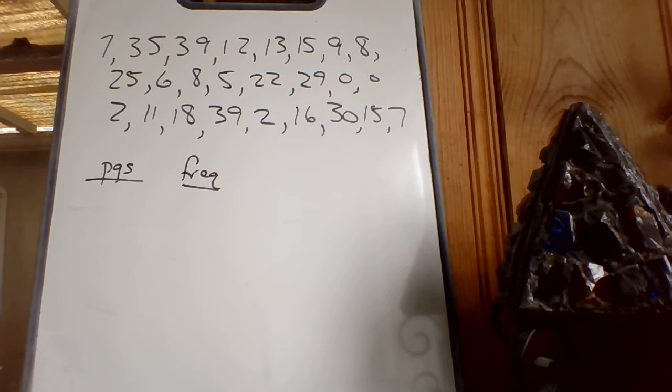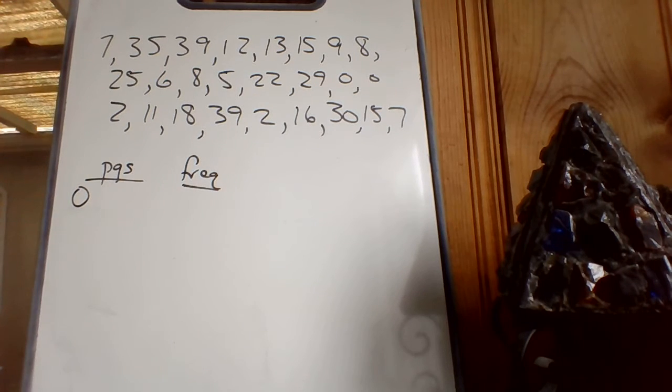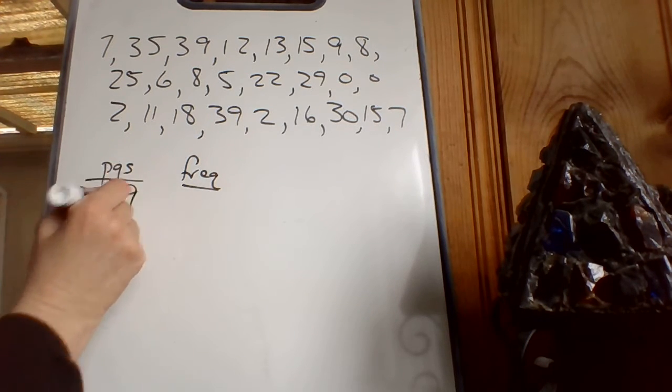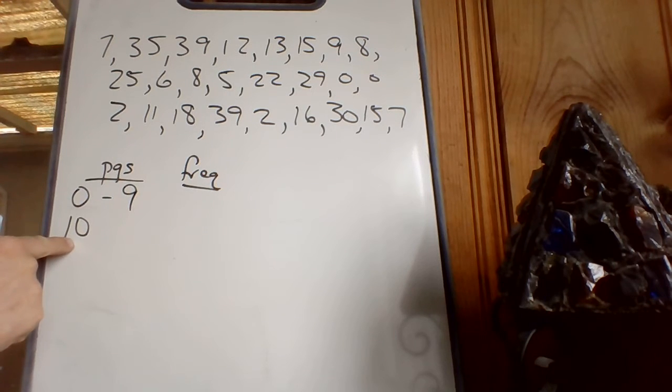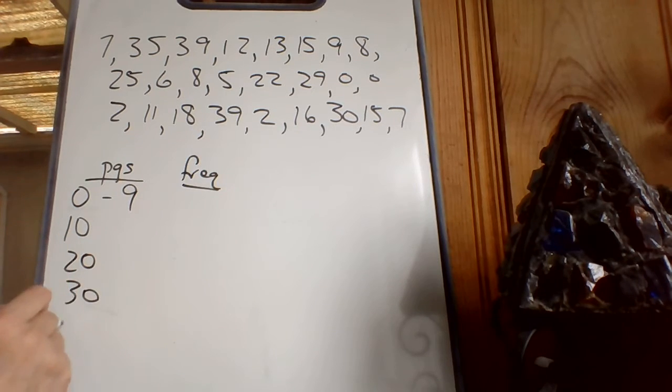Okay, so I need some classes. All right, well, my lowest number is 0. I'm going to start there. And wherever I start, I better decide on a class width right now, because all of my classes have to be exactly the same size as each other. The easiest thing is to go by tens. Okay, so like this will be 0 to 9. I got to make sure if I want 10 to land down here that I don't write 10 right there. All right, and then I want 20, 30, 40, 50.